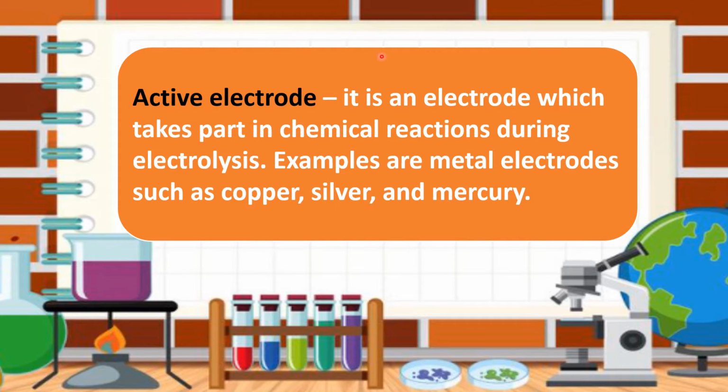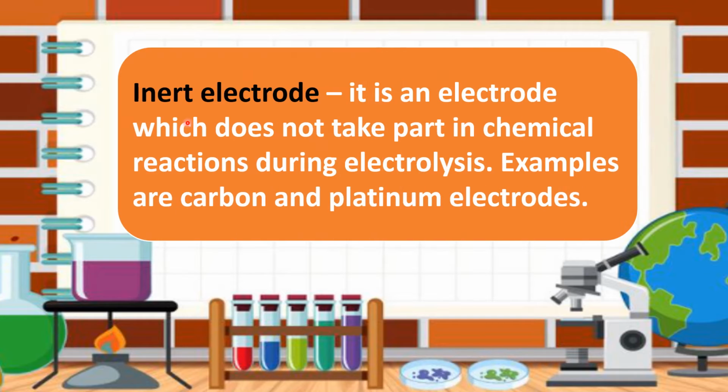Active electrode. It is an electrode which takes part in the chemical reactions during electrolysis. Examples are metal electrodes such as copper, silver, and mercury. Next is we have this inert electrode. It is an electrode which does not partake any chemical reactions during electrolysis. Examples are carbon and platinum electrodes.